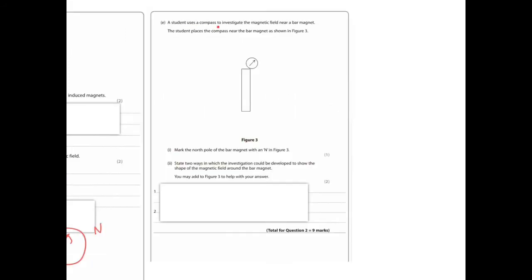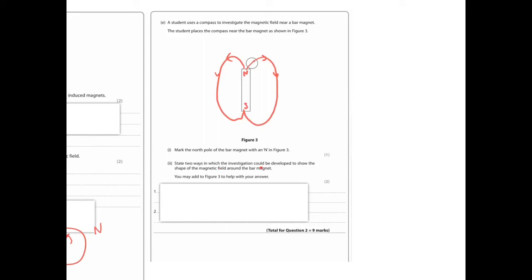A student uses a compass to investigate the magnetic field near a bar magnet. The student places compasses near the bar magnet as shown in figure 3. Mark the north pole of the bar magnet with an N. So what's important here is to recognize that field lines always travel from north to south. So we can see this is pointing this direction, so it would go like this. And there'd be another one here, for example, and that being the case, we know that this is now the north pole and this would be the south pole.